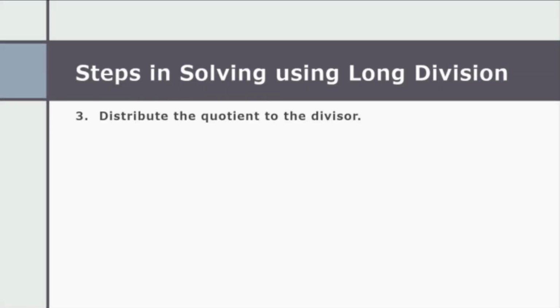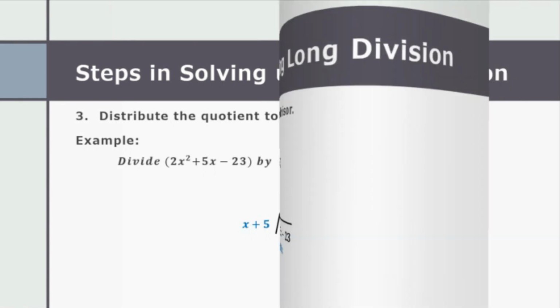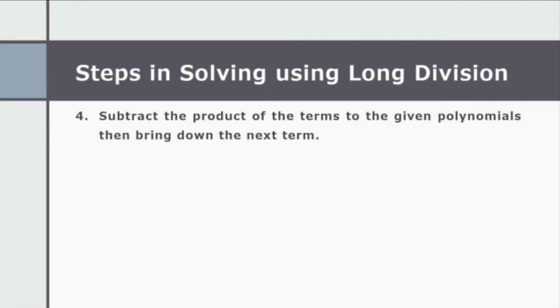Third step, distribute the quotient to the divisor. The quotient is 2x. We need to multiply it to the divisor, x plus 5. 2x multiplied by x will give us 2x raised to 2. Then 2x multiplied by 5 will give us positive 10x. Step number 4. Subtract the product of the terms from the given polynomial, then bring down the next term.